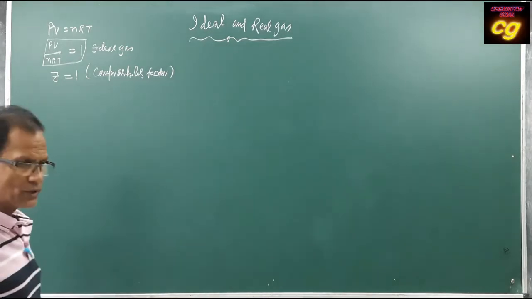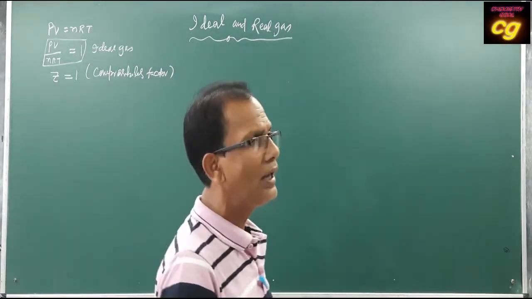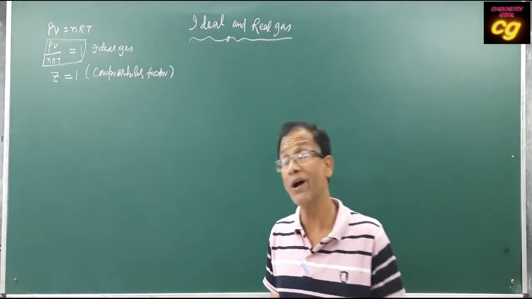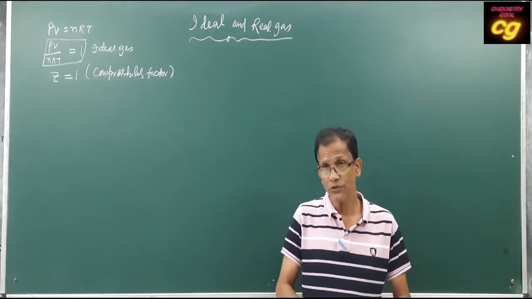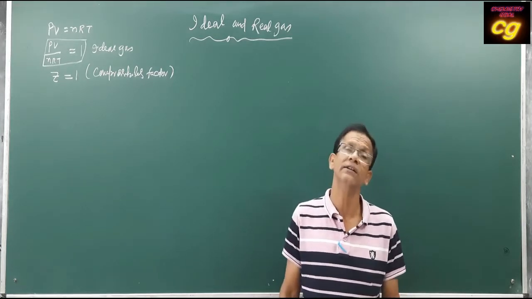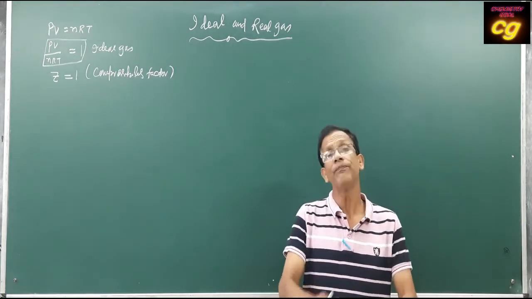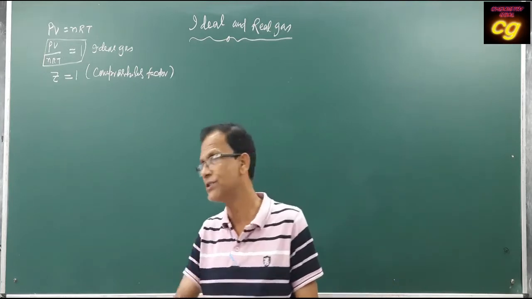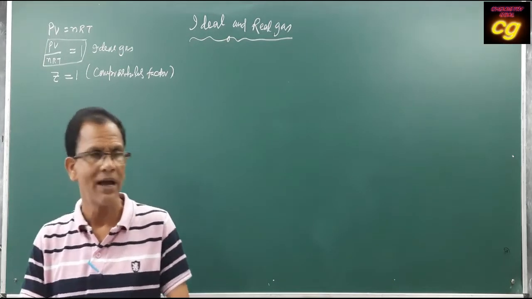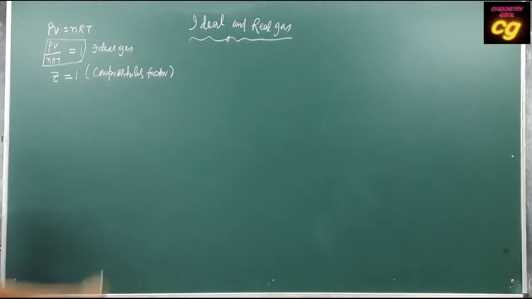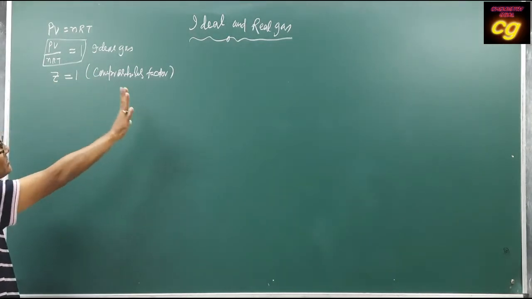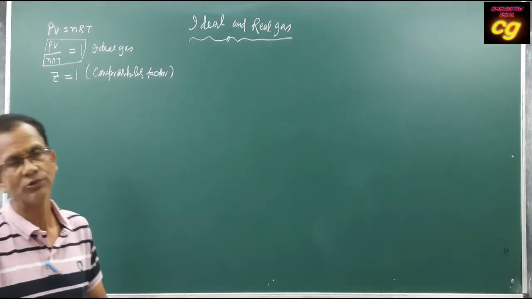Compressibility factor Z equal to 1 means it is the ideal gas. But we know in an ideal gas there is no force of attraction between the molecules. Gas cannot be liquefied. This is the condition of an ideal gas, because the molecules cannot attract each other. But this is hypothetical. Z is equal to 1 means that it is an ideal gas.